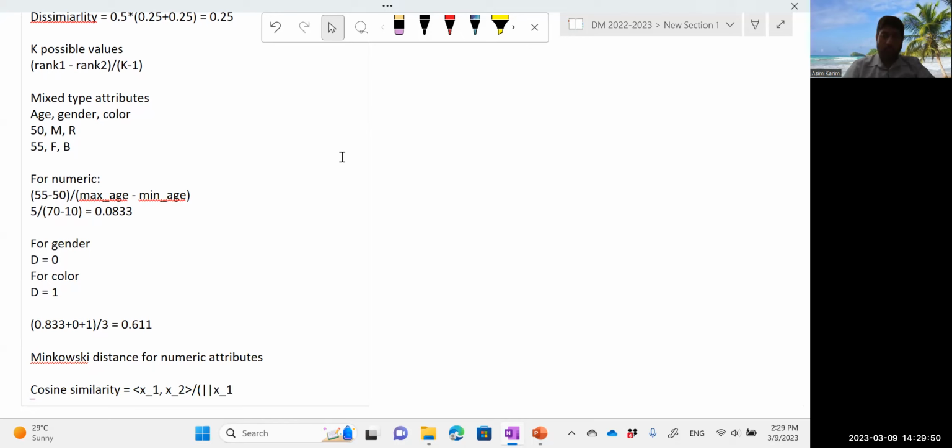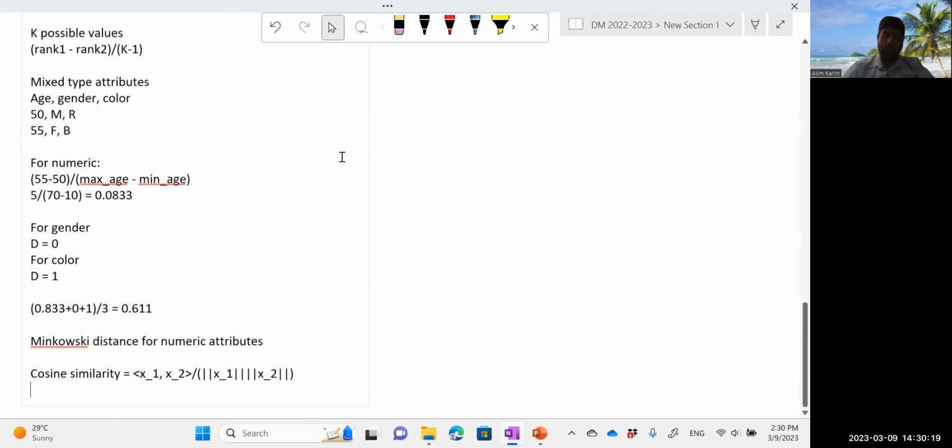length of vector x1 times length of x2. Okay. So this is the cosine similarity; this value would range between 0 and 1. 0 means that they are dissimilar, 1 means that they are similar, identical. So this is also used if you have all numeric attributes, and as I said, it is more appropriate for text processing as well as textual content.